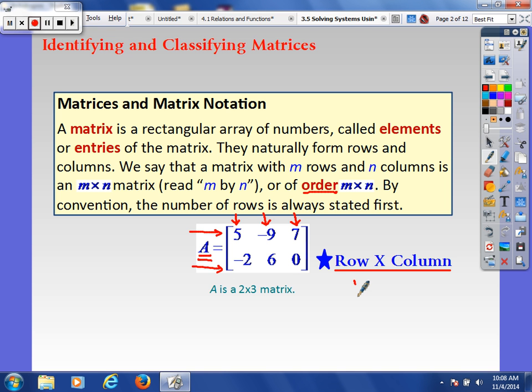The way to remember this, for me, is RC Cola. It's got to be RC in that order. Usually when students make a mistake, they do it column and then row, but we want row then column. So to identify this matrix, it's A, and its order is 2 by 3. A is a 2 by 3 matrix. That's its order, so identifying a matrix depends on what its order is.